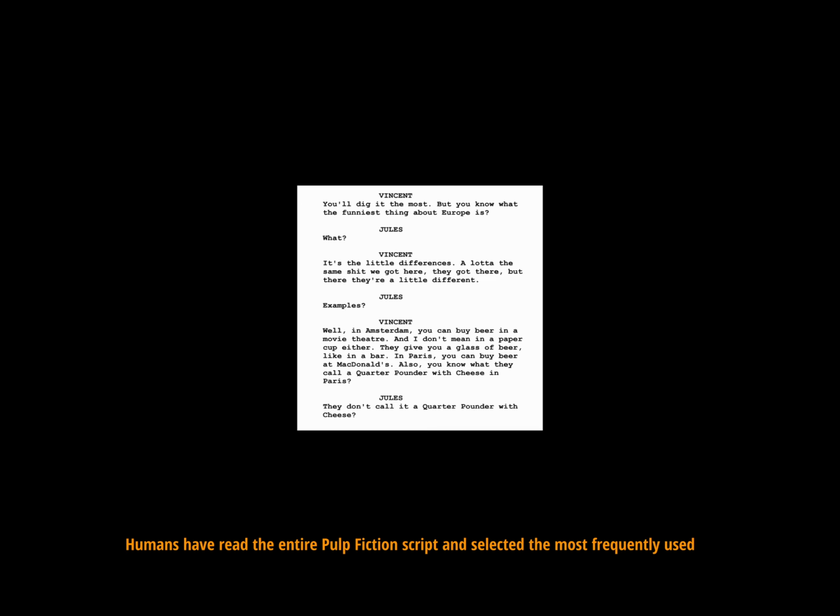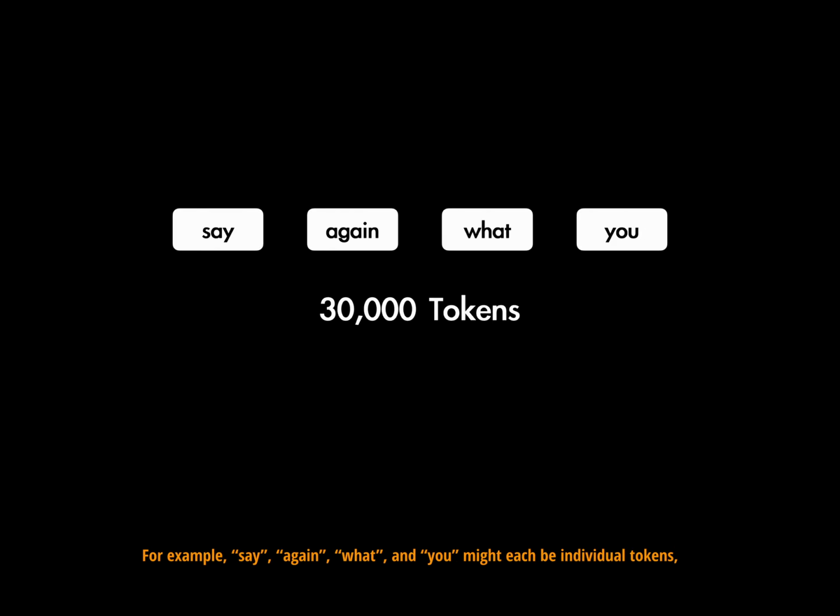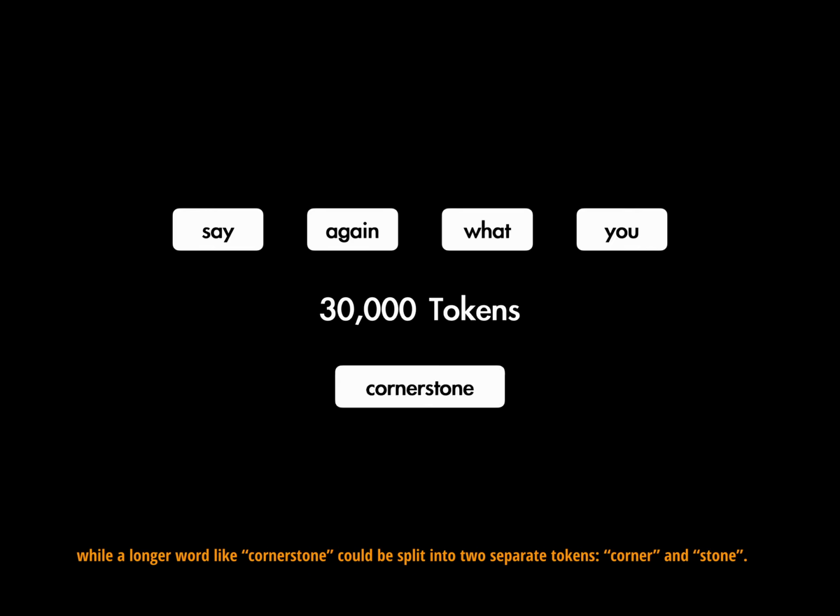Humans have read the entire Pulp Fiction scripts and selected the most frequently used 30,000 tokens, where each token represents a chunk of a word. For example, say, again, what, and you might each be individual tokens, while a longer word like cornerstone could be split into two separate tokens, corner and stone.